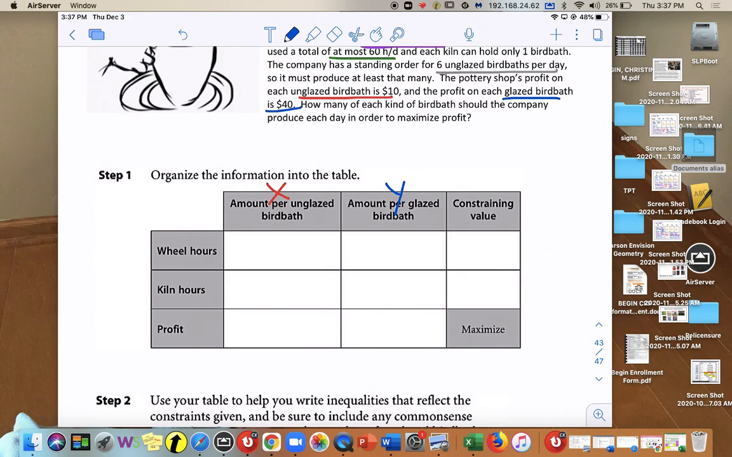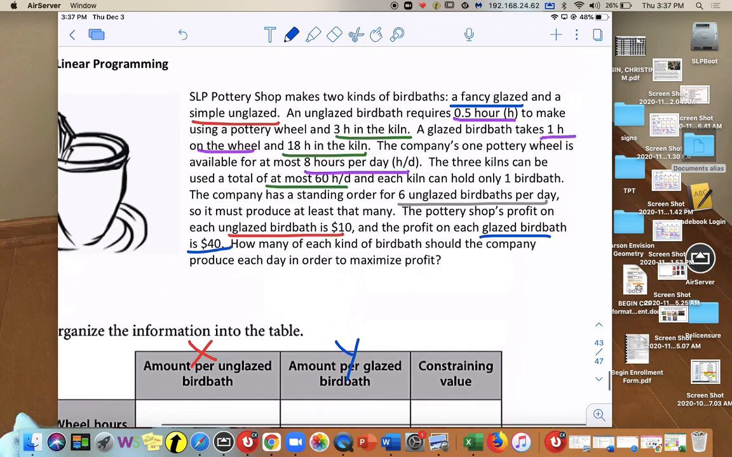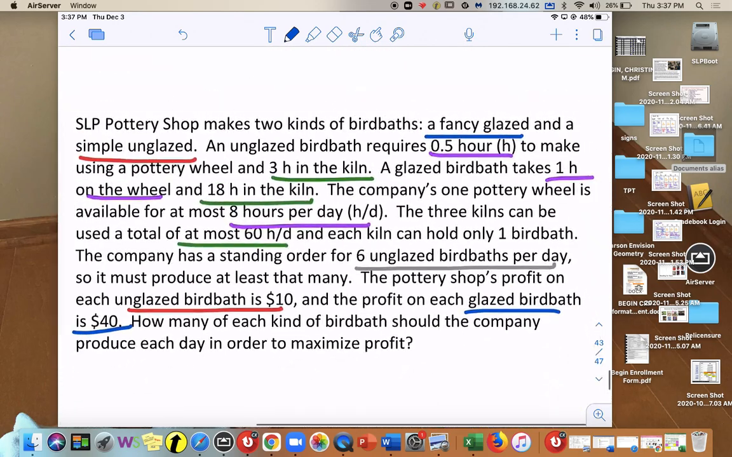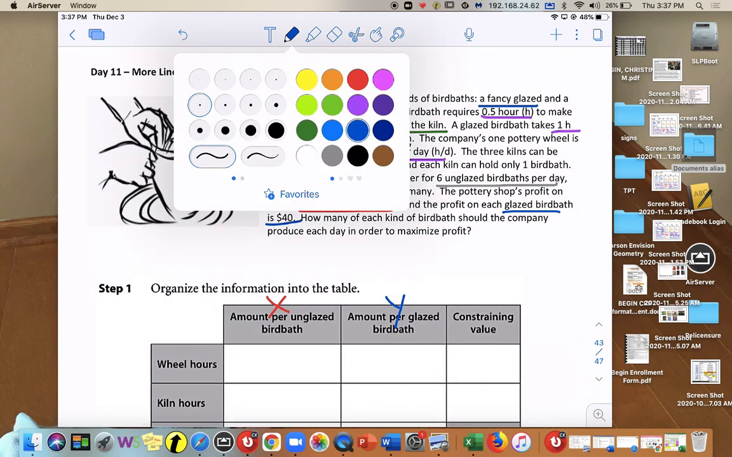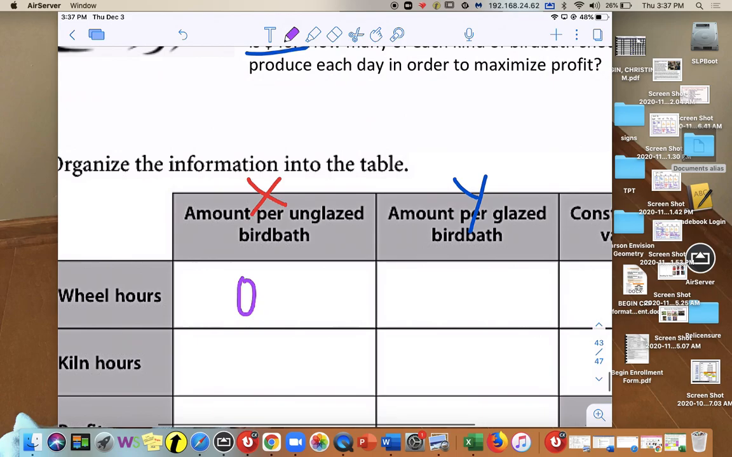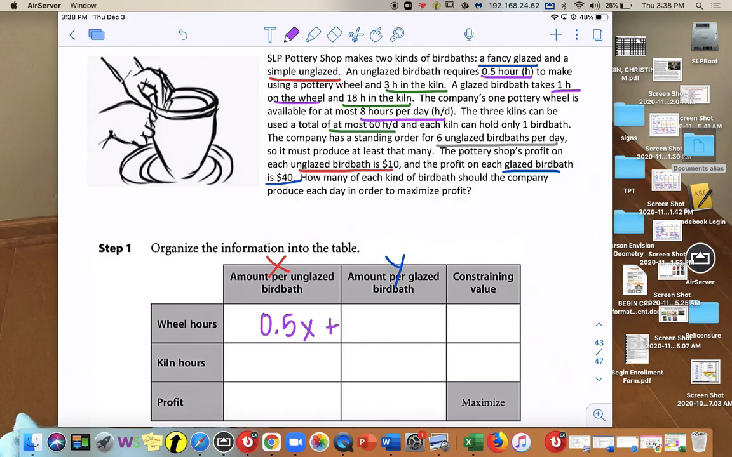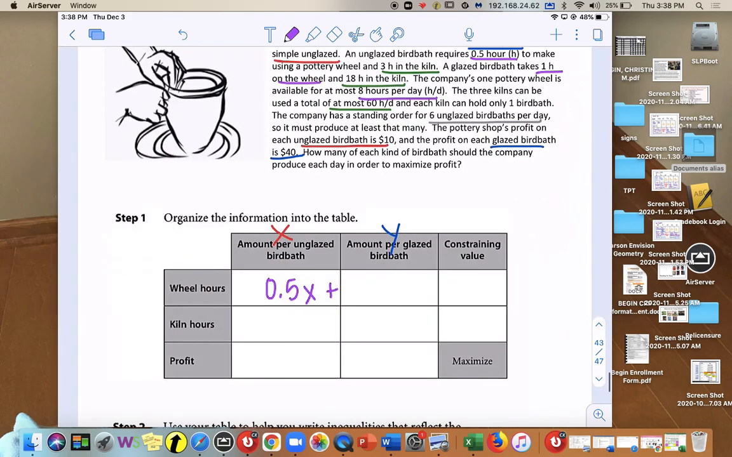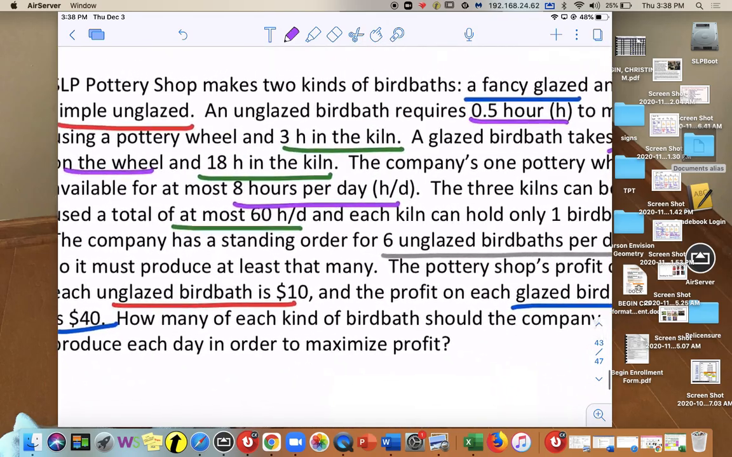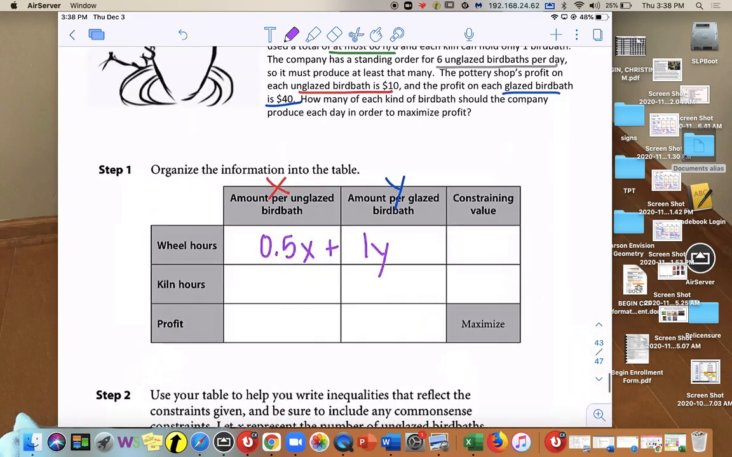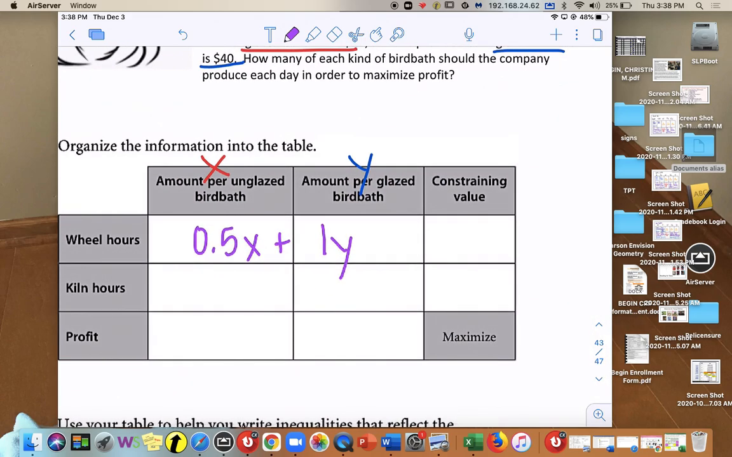So let's plug in what we know about what's holding us back. First, for the wheel hours, let's look at the unglazed. The unglazed takes half an hour on the wheel, so I'm going to put 0.5 for every X. The glazed bird bath takes 1 hour on the wheel, so 1Y, or just Y. The wheel can be used for a total of 8 hours per day. So whatever we spend on the wheel has to be less than or equal to 8 hours a day. We can't spend more than 8 hours a day on the wheel.